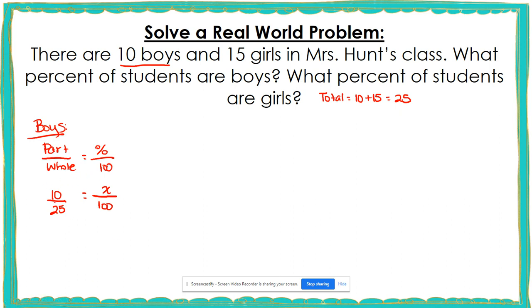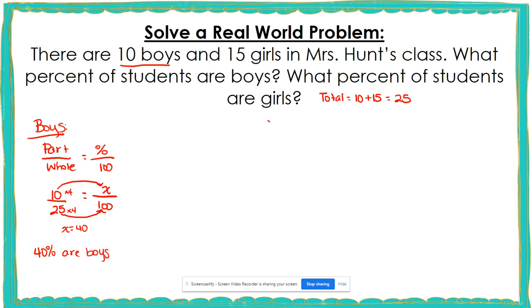So my proportion is 10 over 25 equals x over 100. To solve for x, I'm going to solve like normal. I know that to get from 25 to 100, I would multiply by 4. So to get from 10 to x, I would also multiply by 4. And 10 times 4 gives us 40. That means that 40% of students are boys.